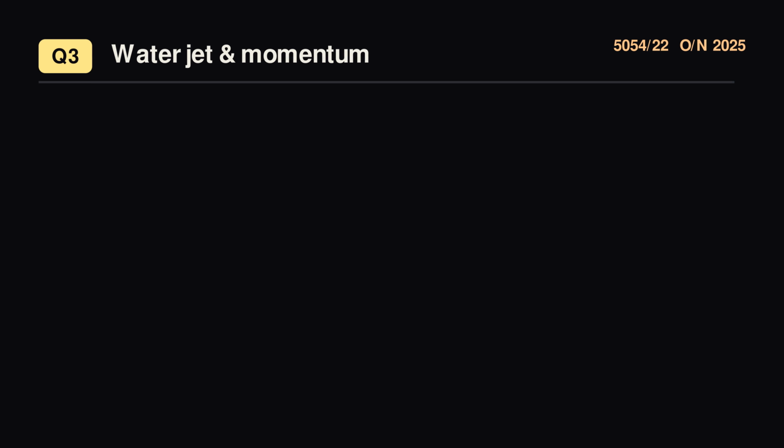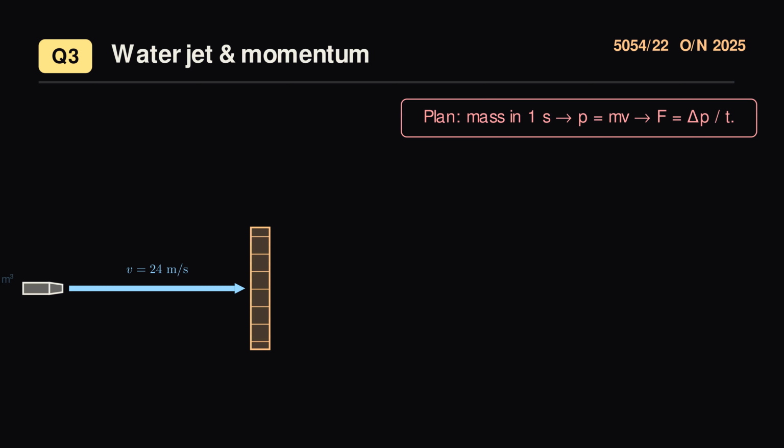Question 3. Momentum of a water jet. A water jet hits a wall at 24 meters per second. 7.5 times 10 to the minus 3 cubic meters flows in 1 second. Plan: find the mass in 1 second, then momentum P equals mv, then force equals change in momentum over time.